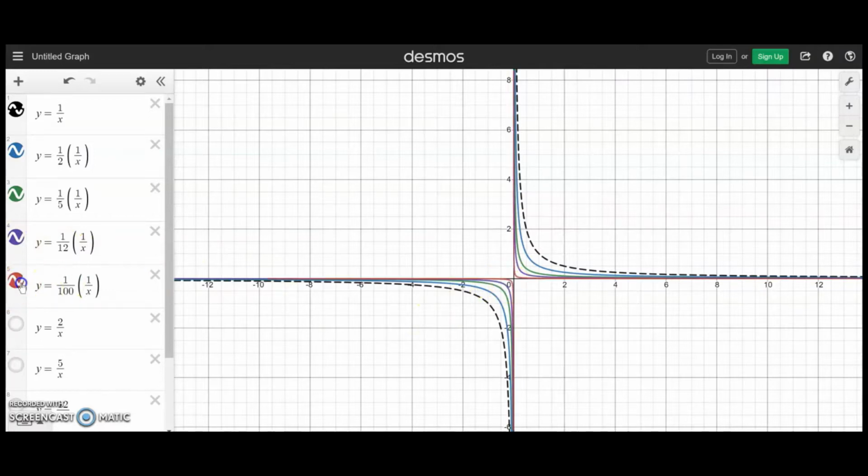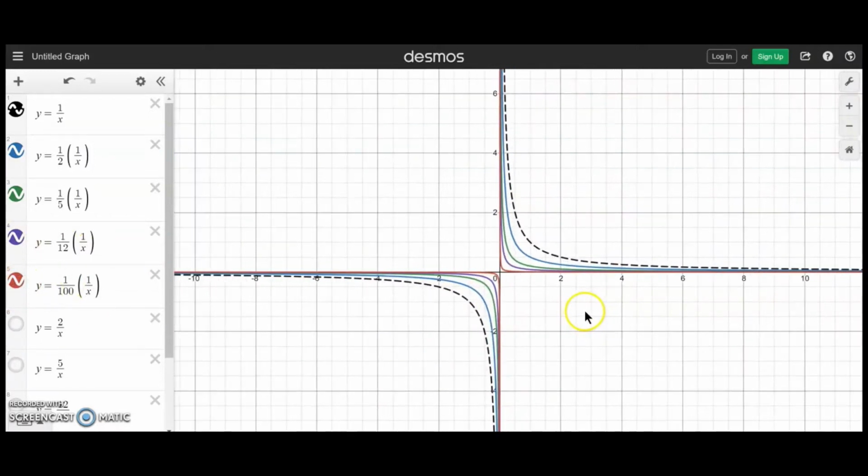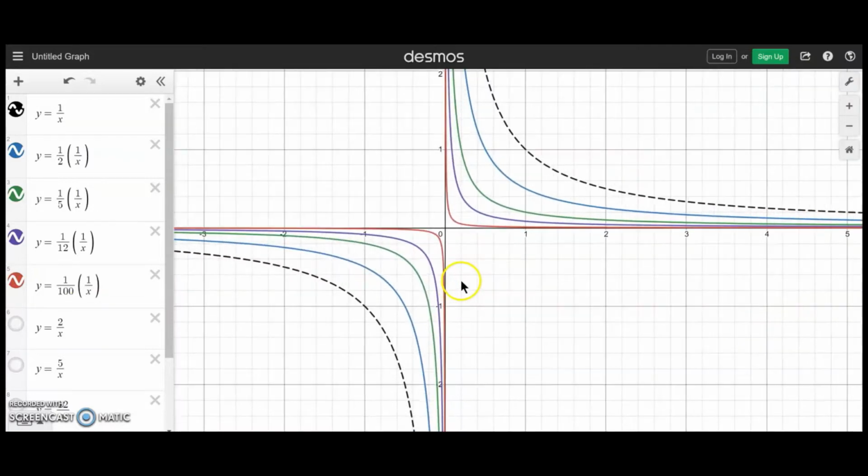You can see as we go to 1/100, look how close we are. That red line is very close to the asymptotes, and you can see the original parent function is this black dotted line. As the value of our multiplier is getting smaller, if you think about it, 1/2 is bigger than 1/5, that's bigger than 1/12, it's bigger than 1/100. As the denominator gets bigger, the total value is getting smaller. This is getting closer and closer to the asymptote, okay? So that's what we're calling a compression.